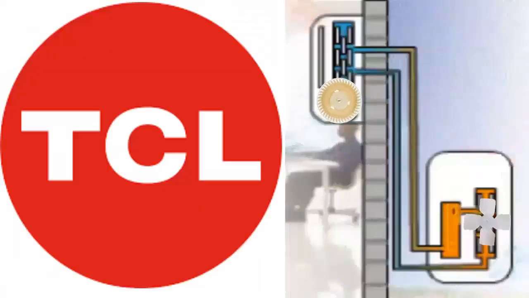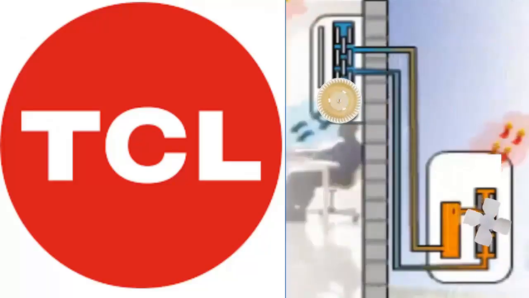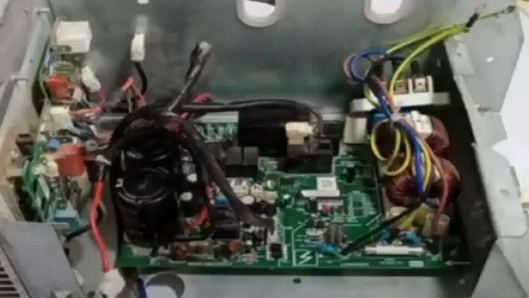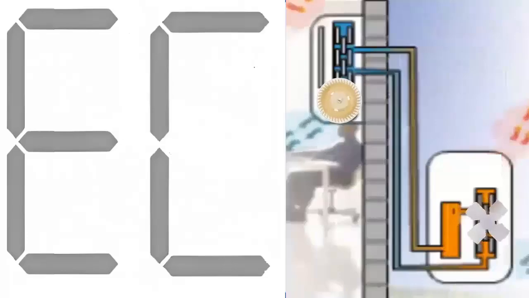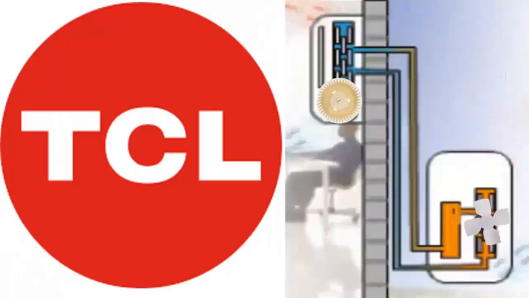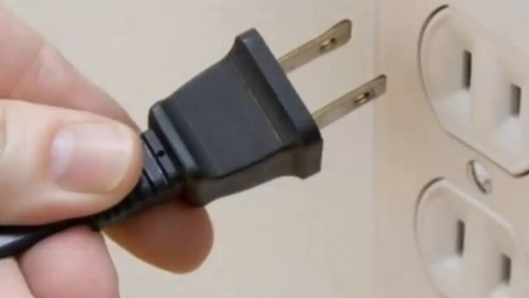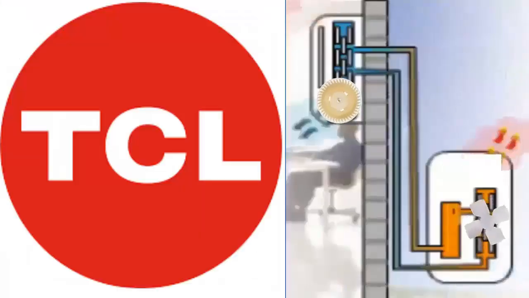The error EC code in TCL air conditioners is commonly associated with voltage supply issues or communication failures between the power supply board and the intelligent power module. To resolve this issue, follow these steps. 1. Disconnect the air conditioner for several minutes, then reconnect and power it on to see if the EC error disappears.